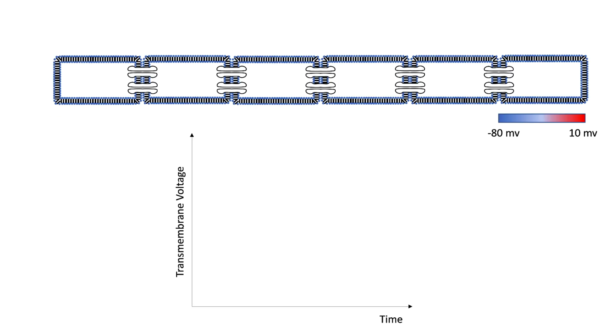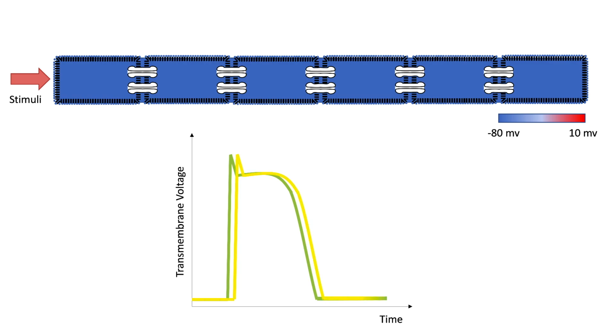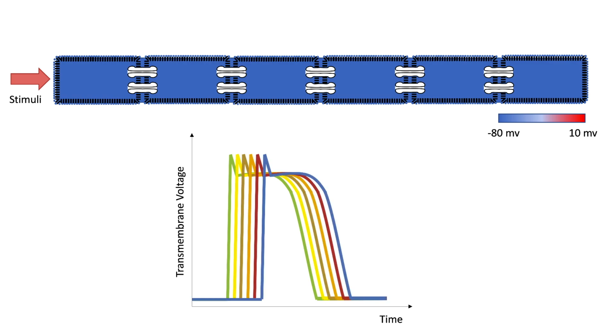If we look at a fiber of the cardiac tissue and stimulate one side of the strand, we will have a wave of depolarization, and after a certain time, the tissue will go back to its initial state or resting potential. What is happening at a cellular level is that each cell is depolarizing the neighboring cells, triggering an action potential and propagating along the cardiac tissue.